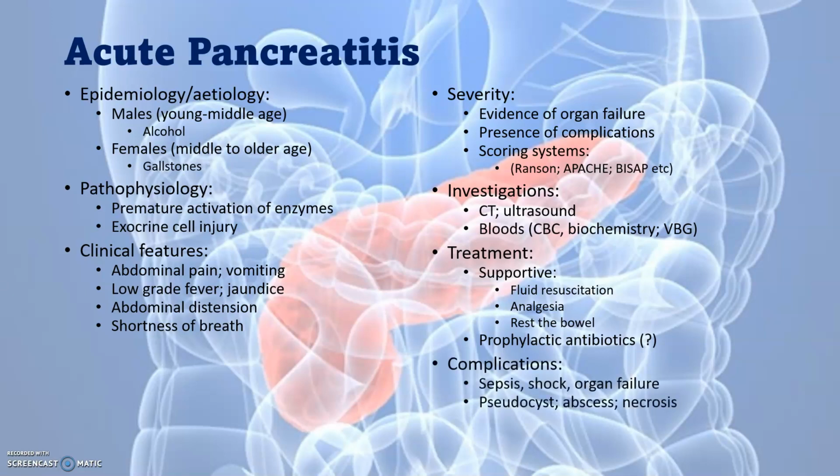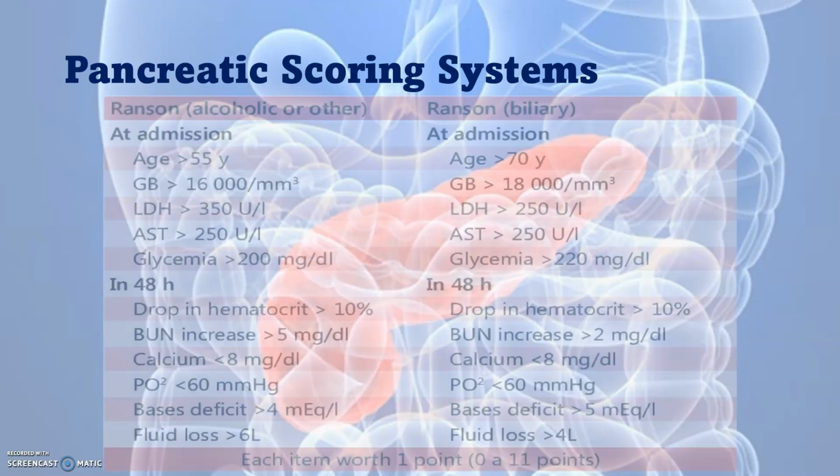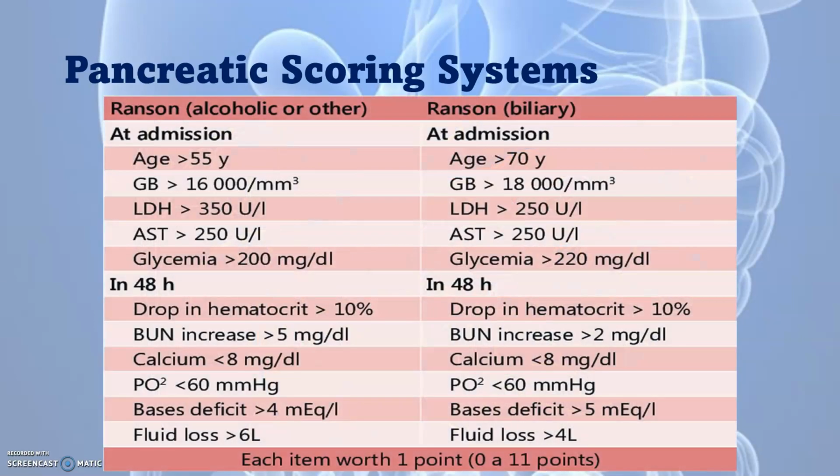Complications include sepsis, shock, multi-organ failure, including ARDS, and the development of pseudocysts, abscesses, or necrosis. So let's have a look at some pancreatic scoring systems.